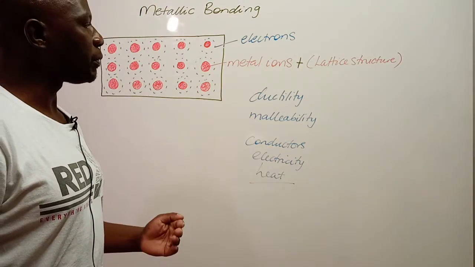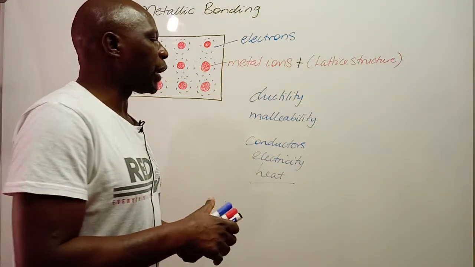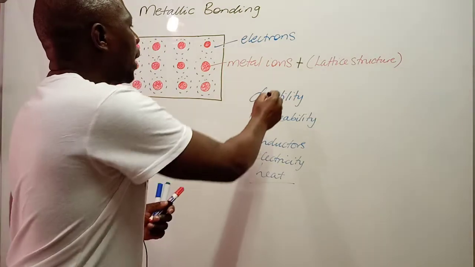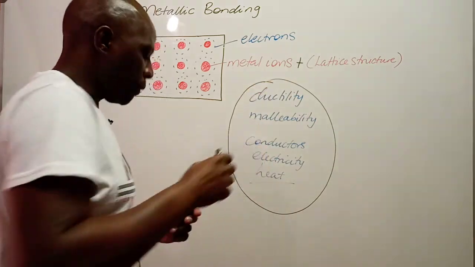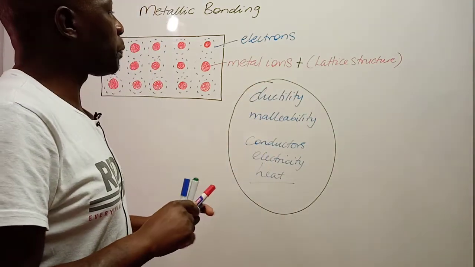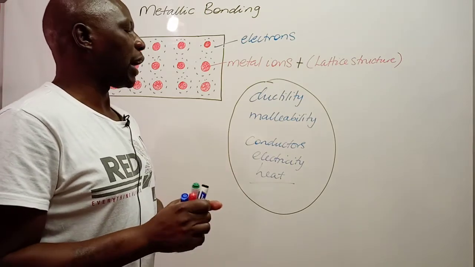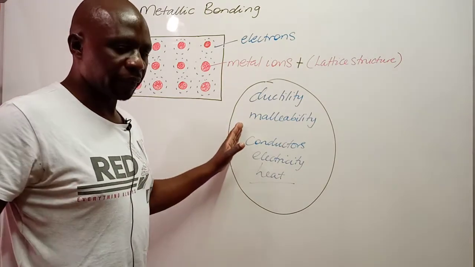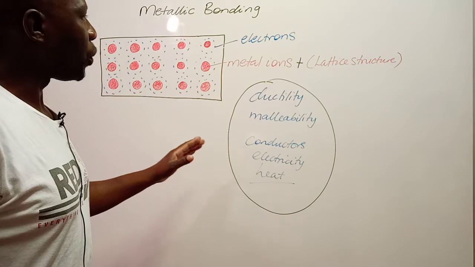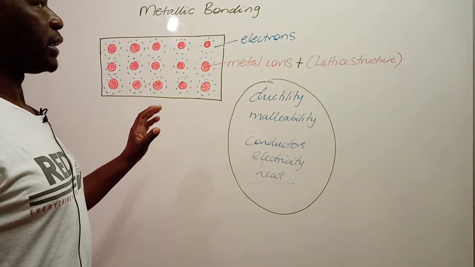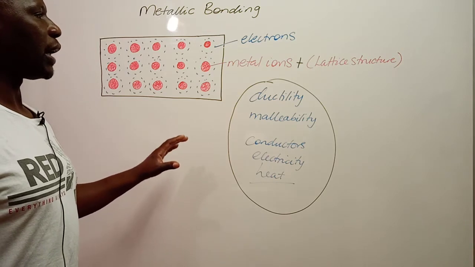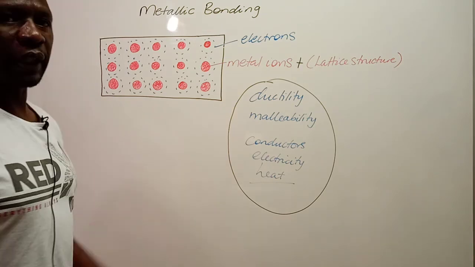In the next video, we are going to look at metallic bonding. When we look at metallic bonding, we will be able to fully understand why metals have these properties. The properties that I have defined here are due to the metal ions and electrons that result in metallic bonding.